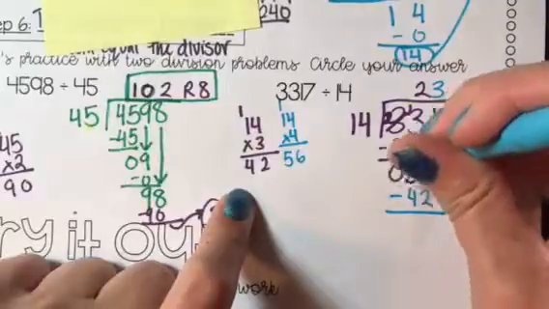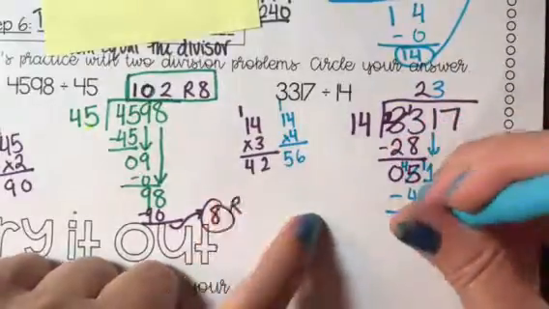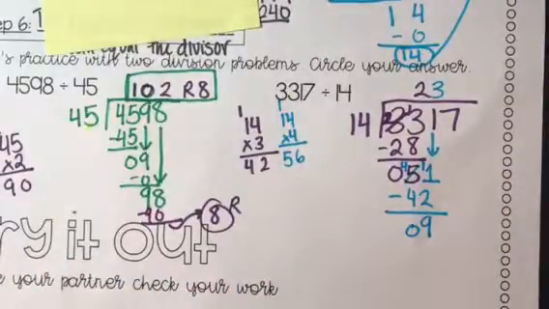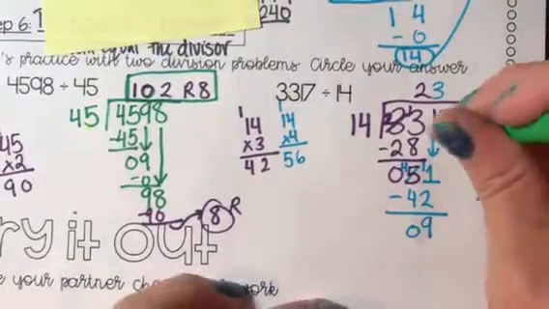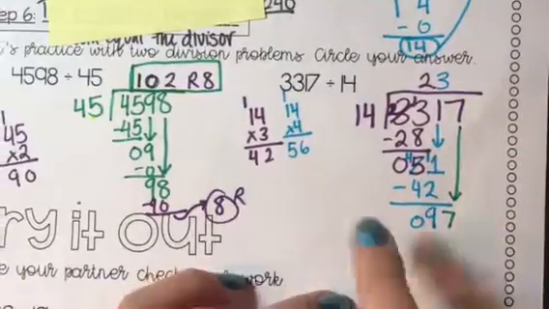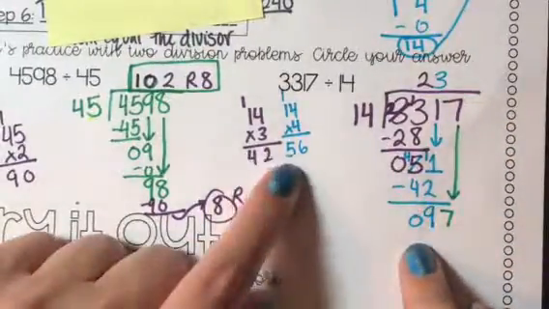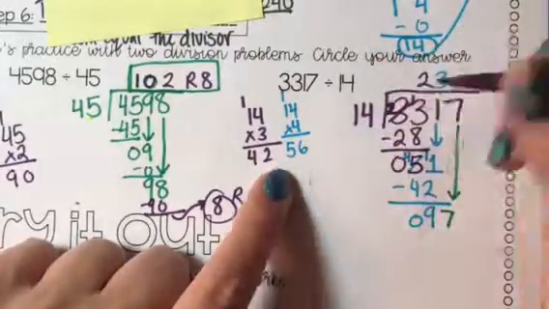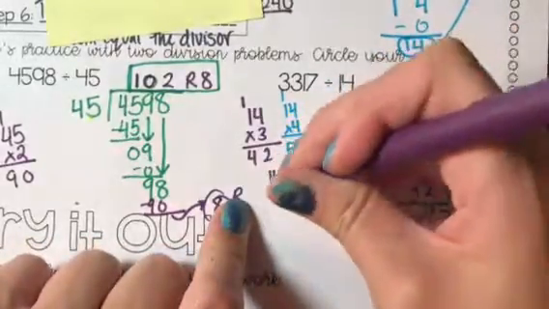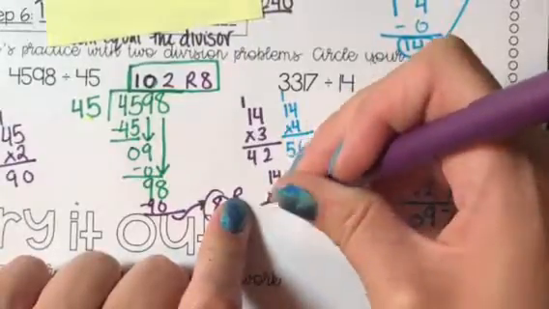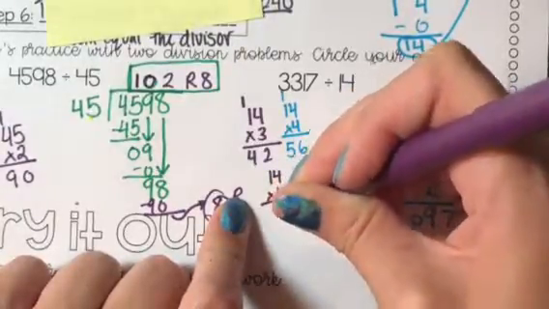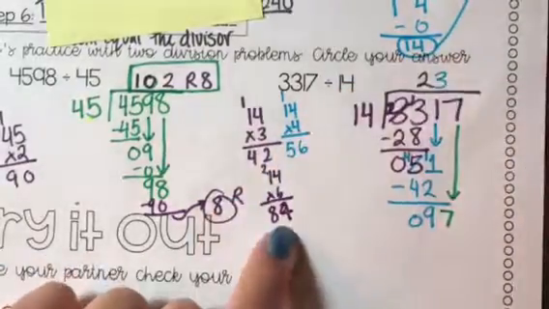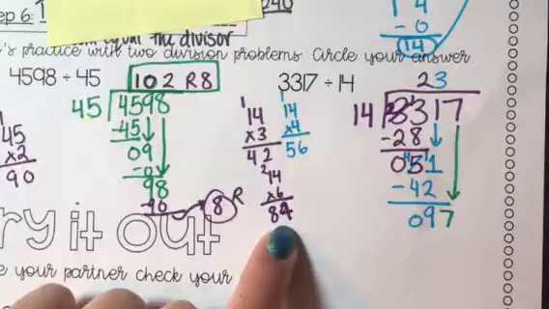Subtract. Got it, borrow. That's 9. That's 0. Bring it on down, bring it on back. 14 goes into 97. Ooh, that's a jump. You know what I'm going to do? I'm going to try 6. 14 times 6. 4 times 6 is, oh shoot, 24. 6 times 1 is 6. 7, 8. Can I fit one more?